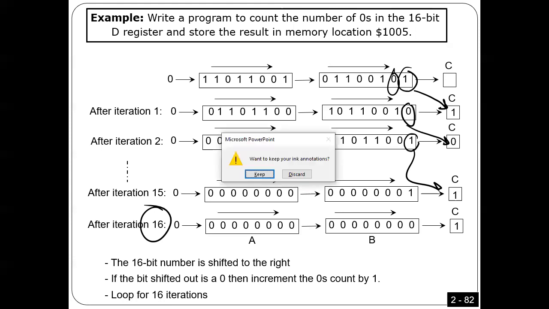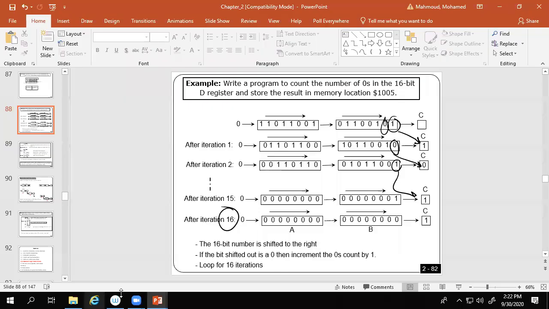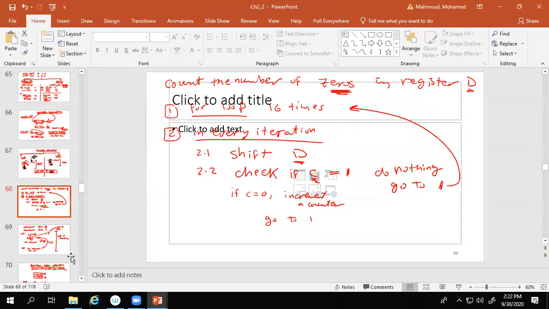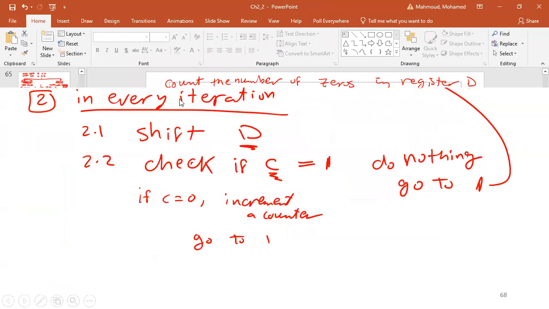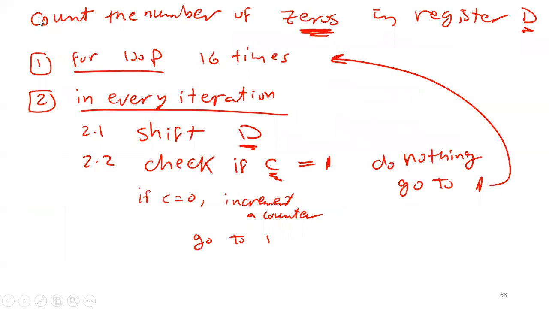So I'm going to show you now. This is the program here, but this is the logic. Guys, I know some of you don't like programming or think programming is difficult. Believe me, I don't think programming is difficult if you think this way. You need to have pseudo code or some logic like this one. If you have a problem, what do you need? Number 1, I need a for loop, right? 16 times. Number 2, what should I do in every iteration? I have to shift register D, and then check if the carry is equal to 1.